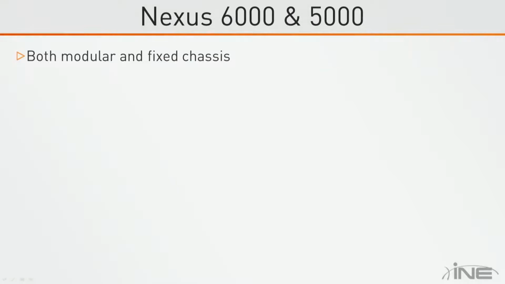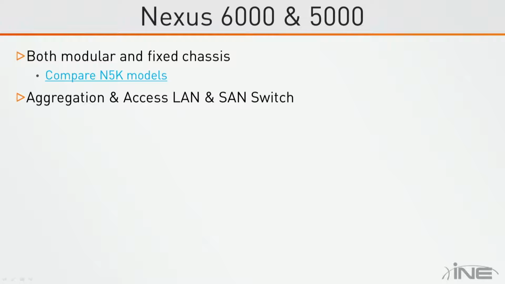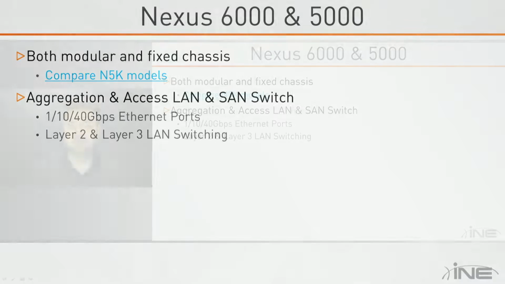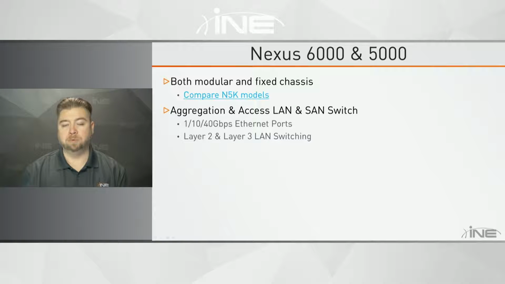But in general, this is going to be typically our access switch or our aggregation switch. And key here is that this is going to be access or aggregation both for LAN switching and for SAN switching. So it supports 1 gig, 10 gig, 40 gig Ethernet down to the access layer, and also for uplinks. Supports layer 2 switching and layer 3 line rate, which in the previous generations, in version 1, it was a layer 2 only switch. In version 2, the Nexus 5500s, it supported layer 3, but not with the greatest performance.